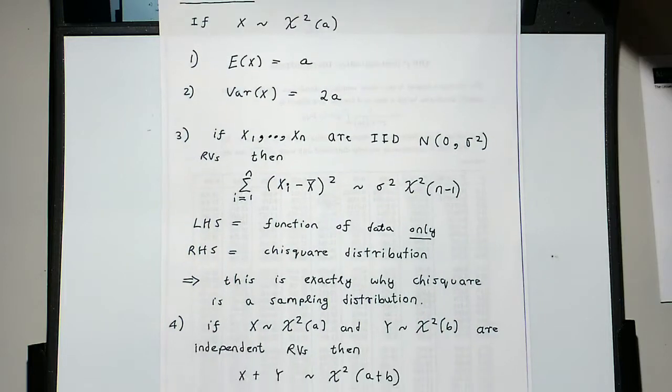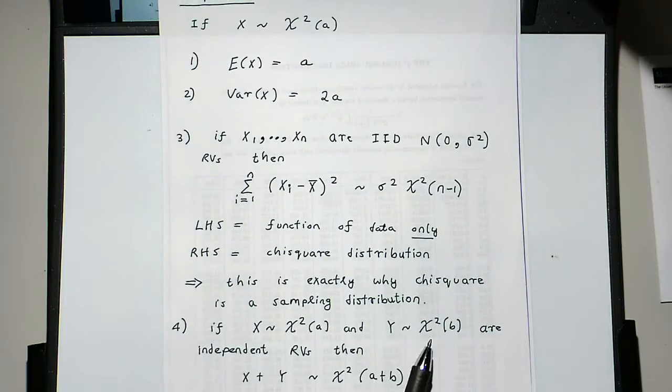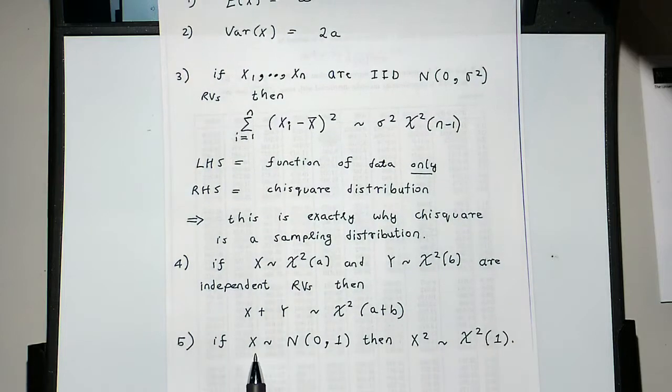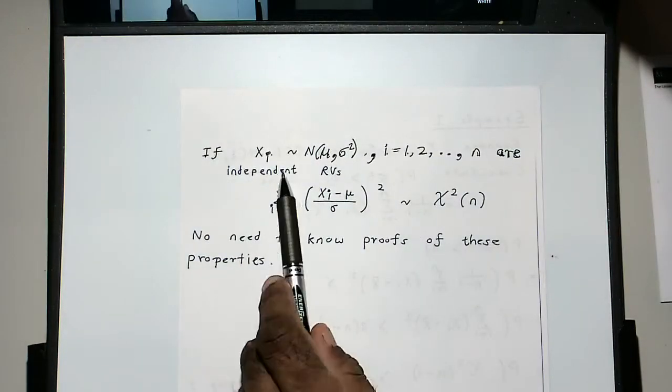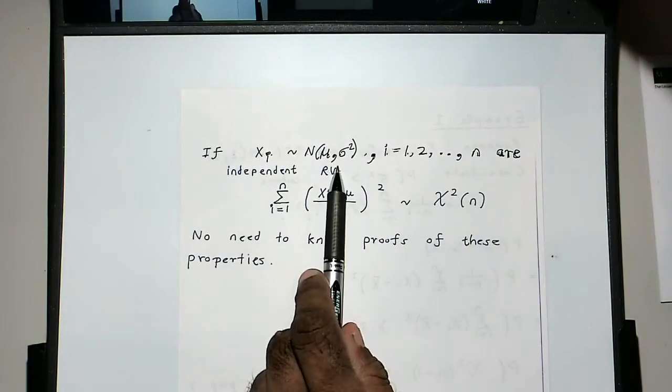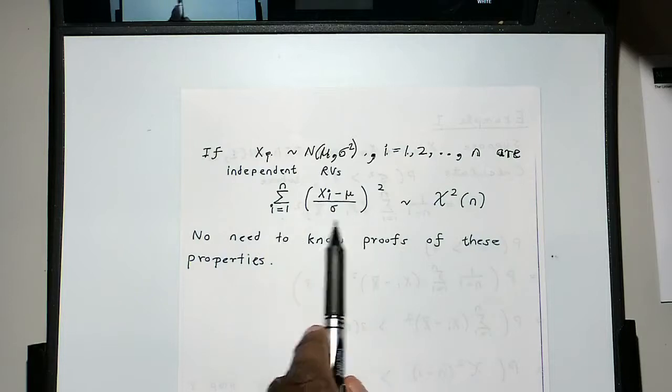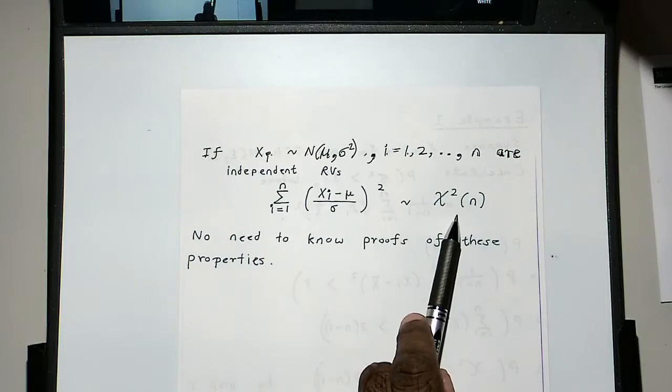Okay. Now, another property is that if you have two independent chi-squared variables, then their sum is also chi-squared with the degree of freedom equal to the sum, a plus b, right? And if you have a variable that is normal 0, 1, then the square is chi-squared with 1 degree of freedom. Okay. The final property is that if you have independent normal variables like this, right, then this guy here is chi-squared with n degree of freedom.